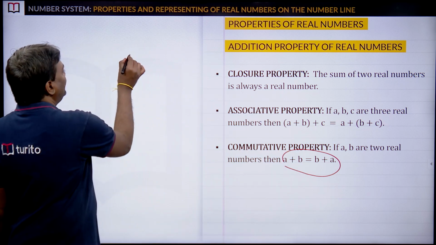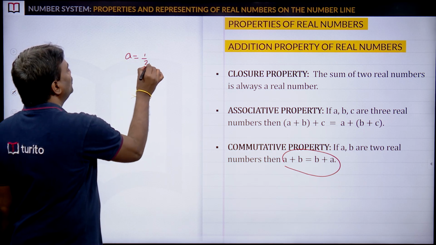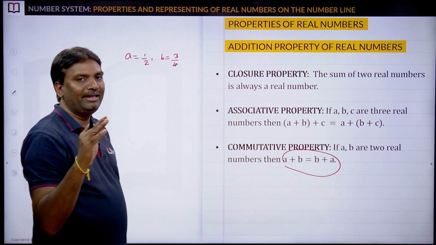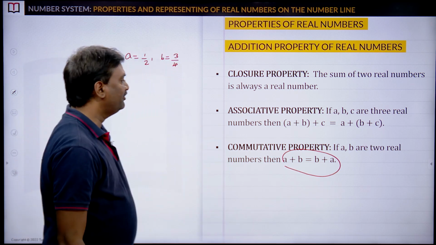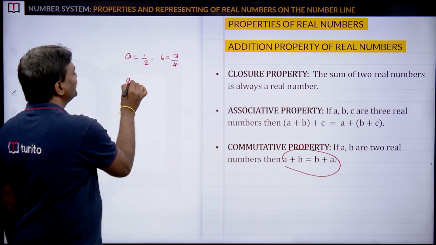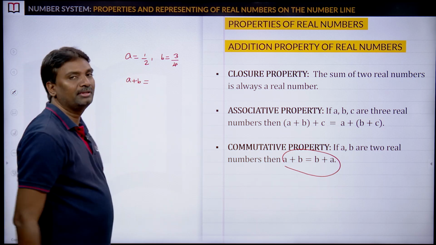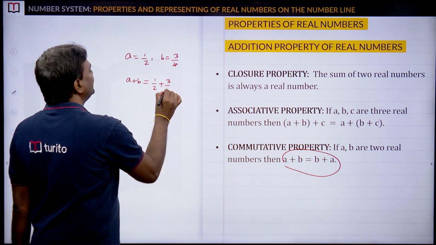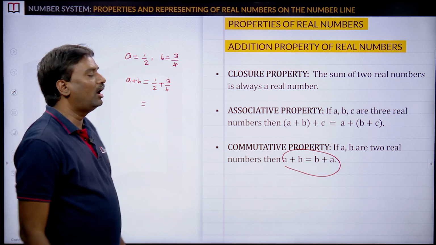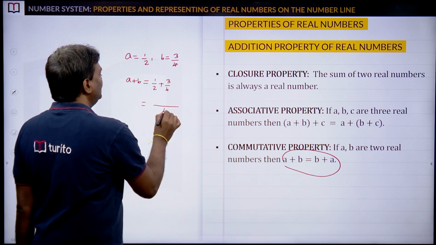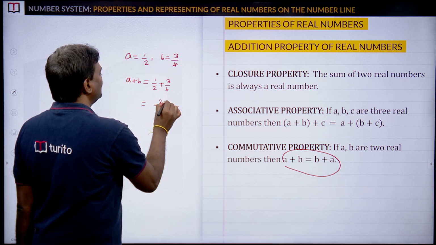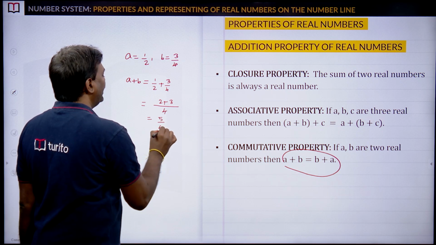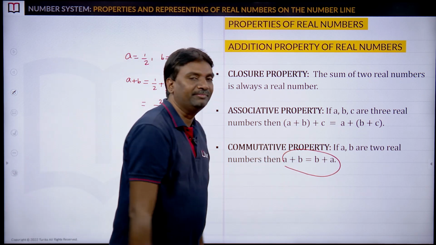So, for example, if we take A equal to 1 by 2, B equal to 3 by 4. You can take as you wish. Here, if you take LHS, that is A plus B. What is A? 1 by 2. What is B? 3 by 4. Now, what is the LCM of 2 and 4? Clearly, that is 4. 2 times 2 is 4, 4 times 1 is 4. 1 into 3 is 3. 2 plus 3, 5 by 4. That is A plus B.